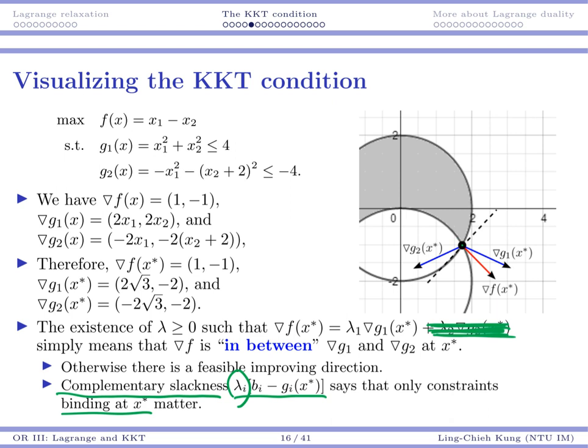So that's pretty much the geometric idea of the KKT condition. It's not a proof, but maybe it helps you to understand what this condition wants to capture. It simply wants to disallow the existence of a feasible improving direction. So that's the idea of the KKT condition.